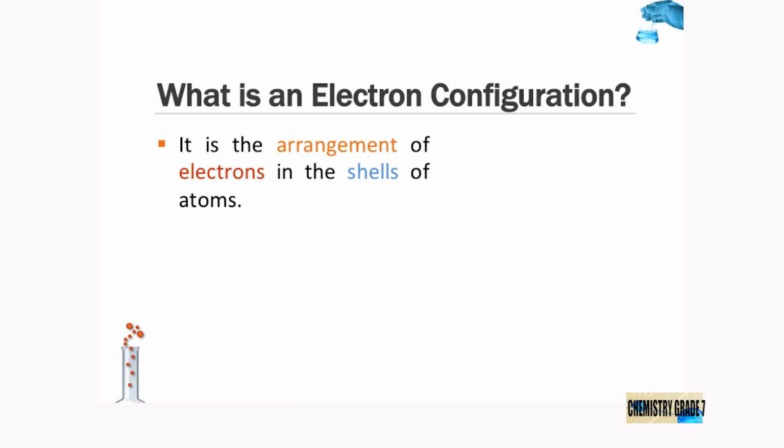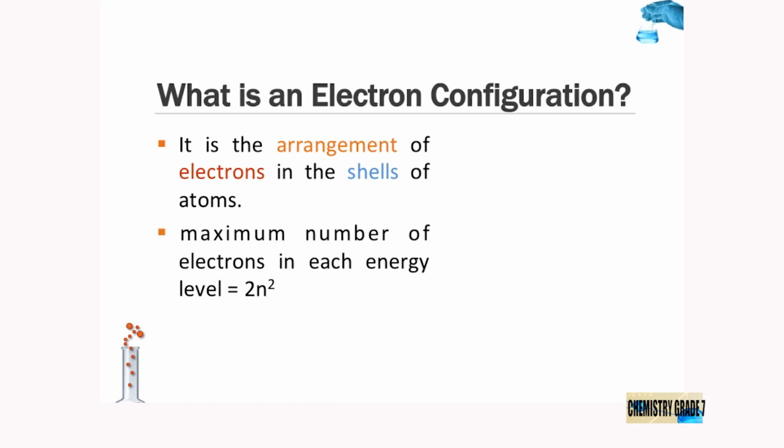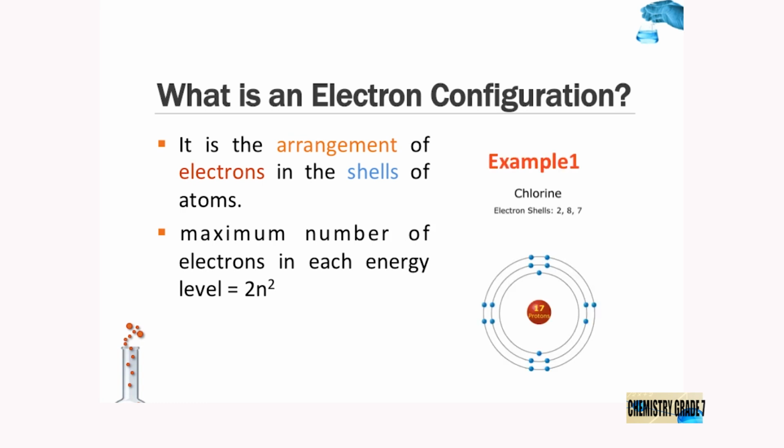What is electronic configuration? It is the arrangement of electrons in the shells of atoms. There's a maximum number of electrons that can be in each shell. For chlorine, there are 2 electrons in the first shell. There are 8 electrons in the second shell. There are 7 electrons in the last shell, but that is because there are only 17 electrons in chlorine. So the last shell is not all the way filled.